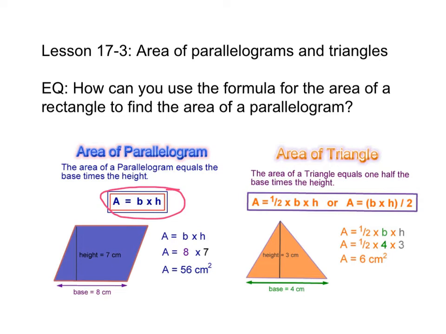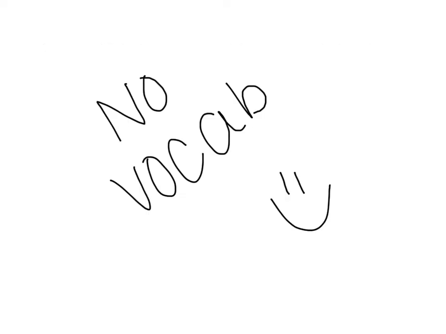And then we've already talked about area of a triangle. This is the way we talked about it. The base times the height and then divided by 2. There's no vocab for this lesson.